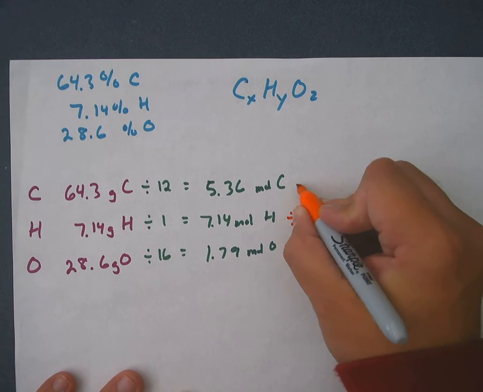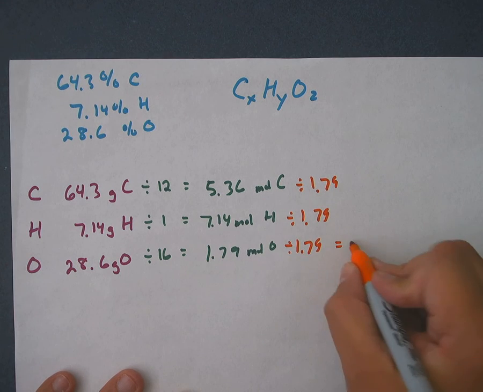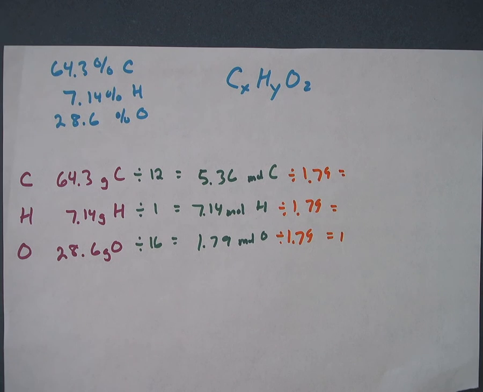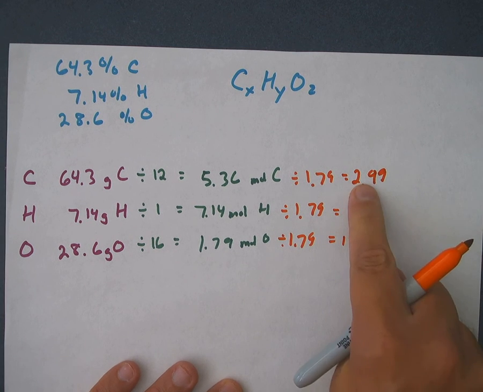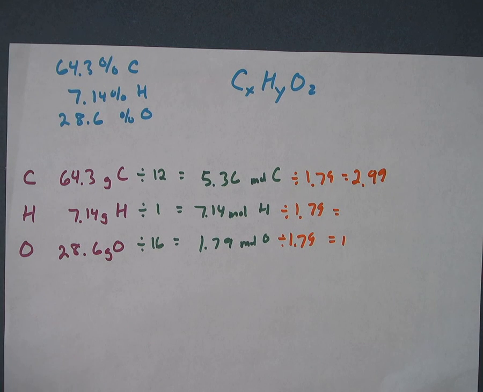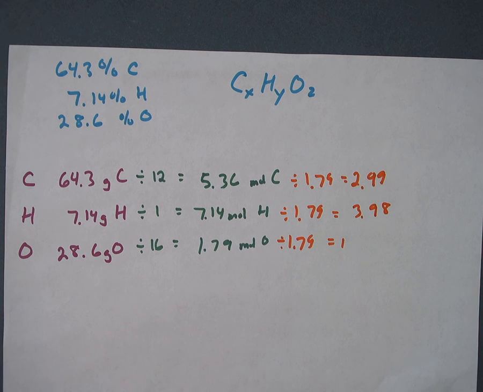So I'll do this. Again, maybe I can see whole numbers here, but I can't. So I'm going to go ahead and do the steps. So I'll go in order. 5.36 divided by 1.79, and I get 2.99. Oh, that's good, because that's really close to a whole number. And 7.14 divided by 1.79 equals 3.98. Oh, and that's nice, as it's really close to a whole number too. And my last step, I want to get to whole numbers.